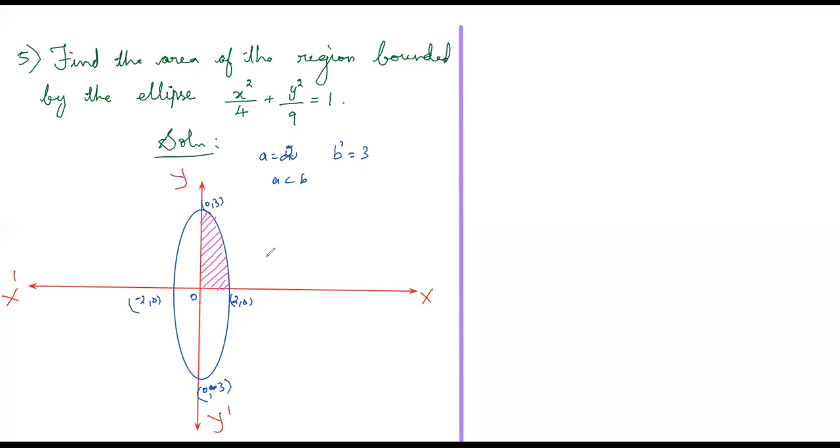Okay, so here the limit varies from 0 to 2. So x is equal to 0 to x is equal to 2. The limit varies from x is equal to 0 to x is equal to 2, and now you have to find y from the given equation. The given curve is x squared by 4 plus y squared by 9.